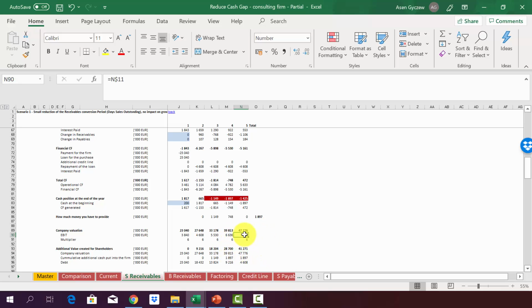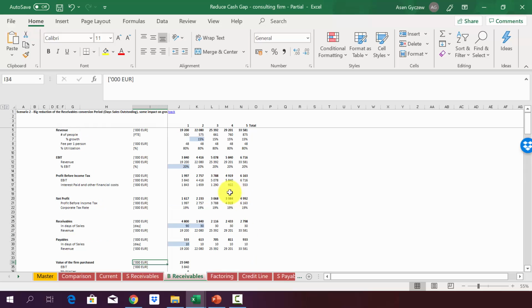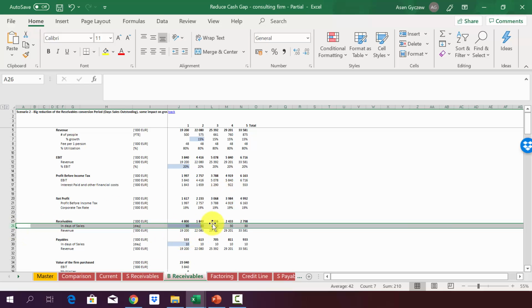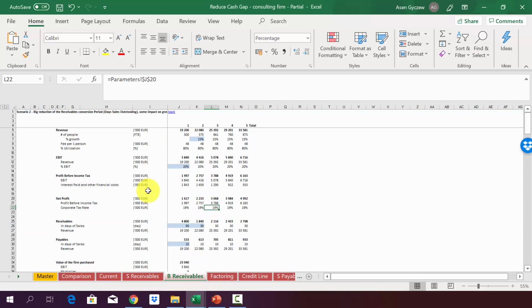Let's move to the next scenario where we will be drastically reducing the receivables. And this time around, it will have an impact. Now let's have a look how the picture would look like if we drastically reduce the payment terms. So instead of 90 days, we would have 30. So go to the sheet B receivables. And here we've got this scenario.